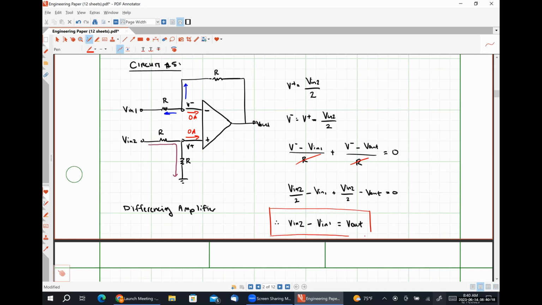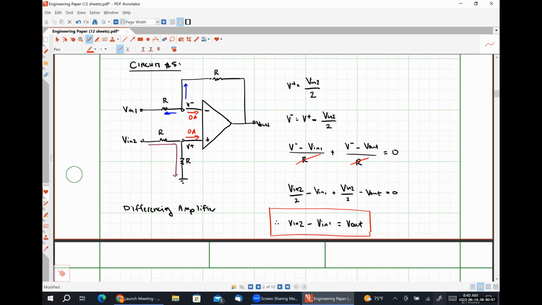So what we've seen thus far is that we can copy an input signal. That's what our unity gain buffer does. We can amplify or scale up our input signal. That's what a non-inverting amplifier does. We can scale up or scale down an input signal using an inverting amplifier.